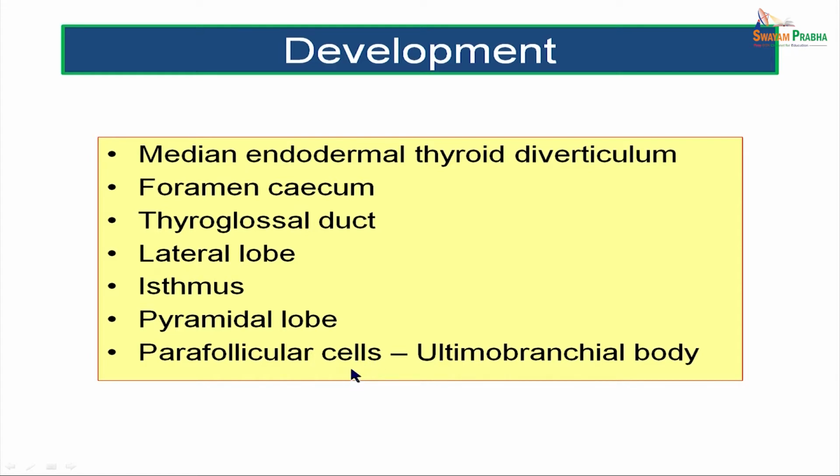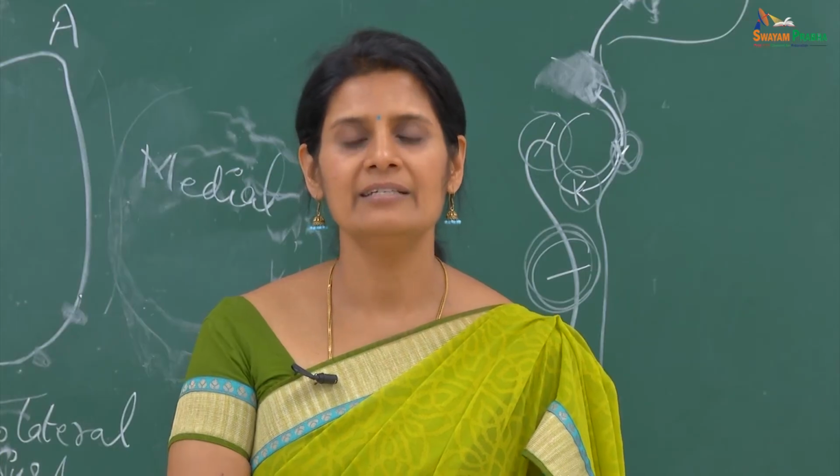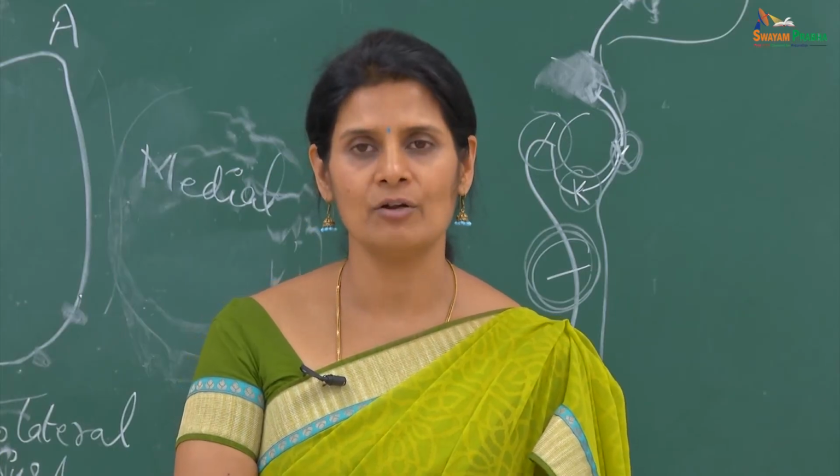Parafollicular cells have a separate function, and what is that function? They are going to secrete thyrocalcitonin, which is going to help maintain the calcium level. So, that is about the development of the thyroid gland.